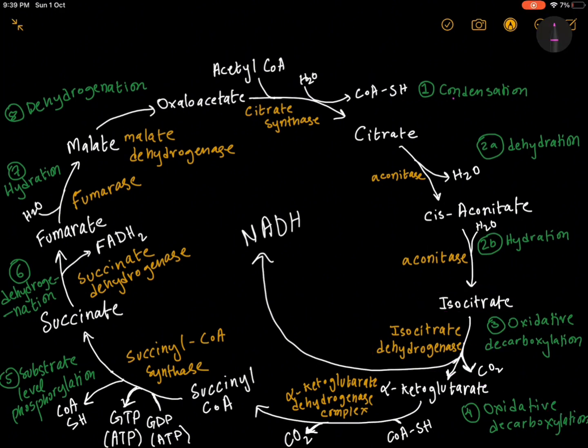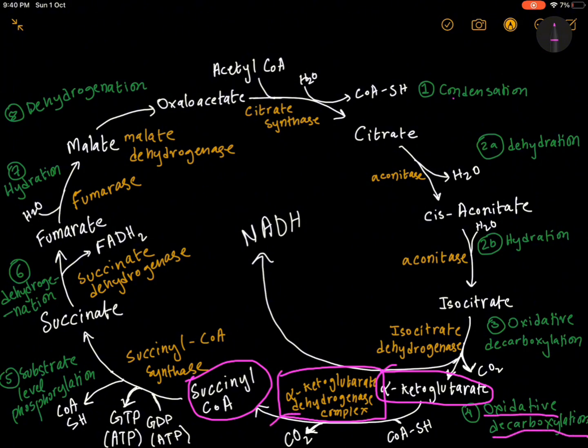In part 4, the alpha ketoglutarate is converted to succinyl coenzyme A, catalyzed by alpha ketoglutarate dehydrogenase complex, which is basically an enzyme complex consisting of many different enzymes. This is an oxidative decarboxylation reaction as well. So what we get is carbon dioxide as a byproduct. And this time we are going to use coenzyme A SH as one of the reactants.